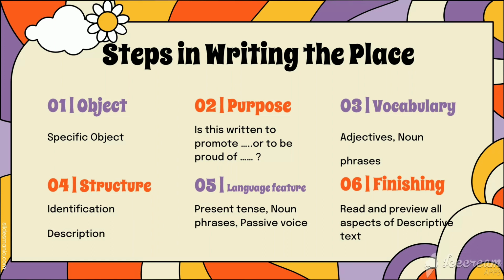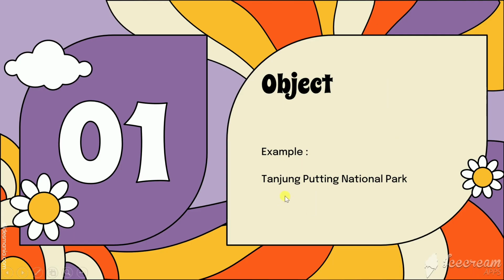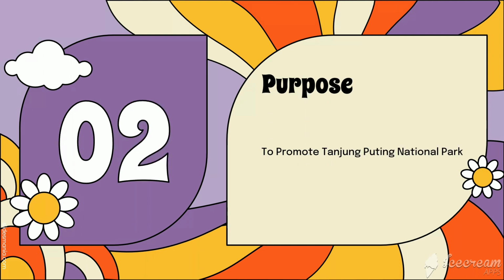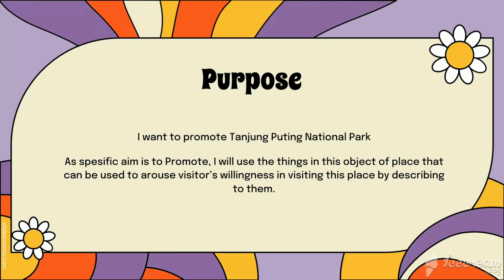You will read and preview all aspects of descriptive text. For example, the specific object that we will describe today is Tanjung Puting National Park. I think we have talked about it in our class. Okay, now the purpose is to promote Tanjung Puting National Park. Yeah, for example. And then based on the purpose, because I want to promote Tanjung Puting National Park, the specific aim is to promote.